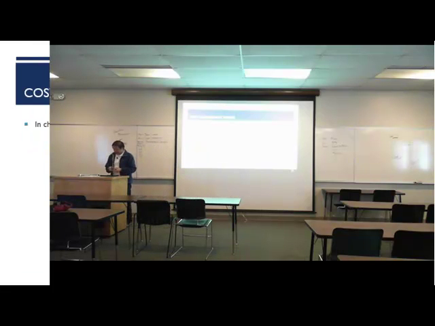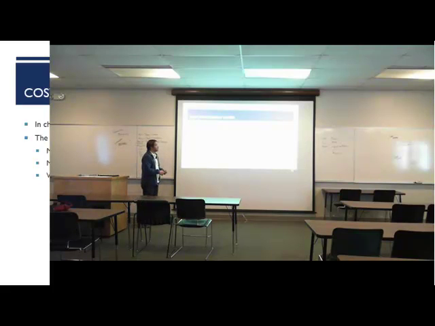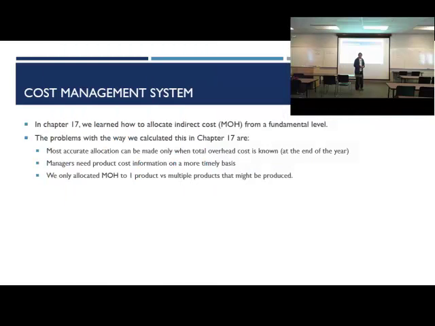All right, so in Chapter 17, we learned how to allocate MO from a most fundamental level, okay, baseline level. The problem with calculating this in Chapter 17 is that the most accurate allocations can be made only when the total overhead costs have been incurred, which is not even known until the end of the year. Remember, when we're trying to put a predetermined overhead rate into place, we're putting that predetermined overhead rate in place as an estimate, okay? As an estimate, not as actual, okay?